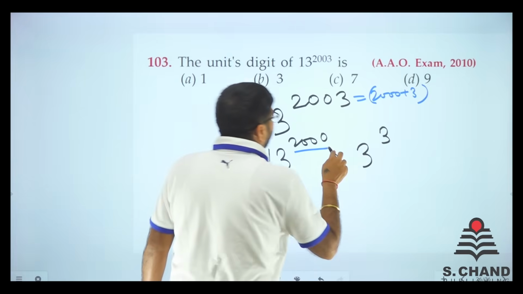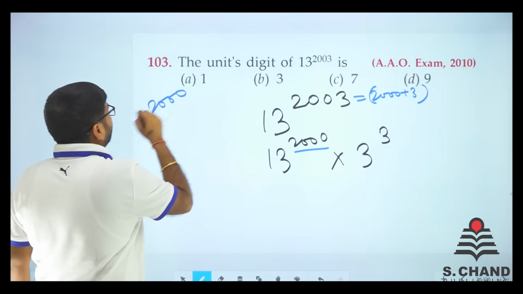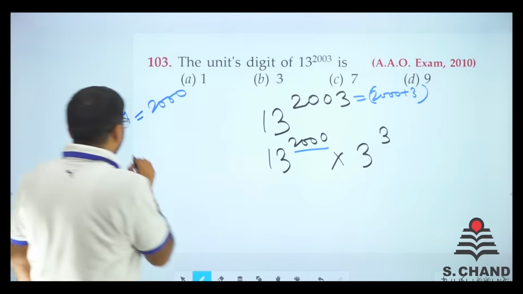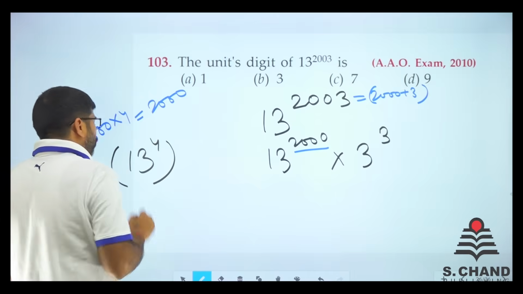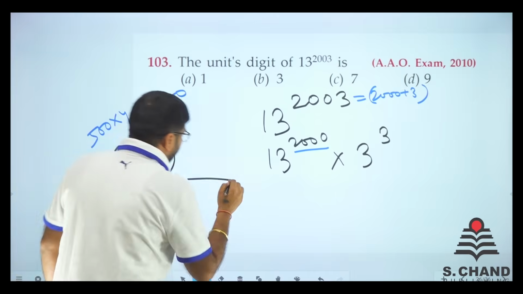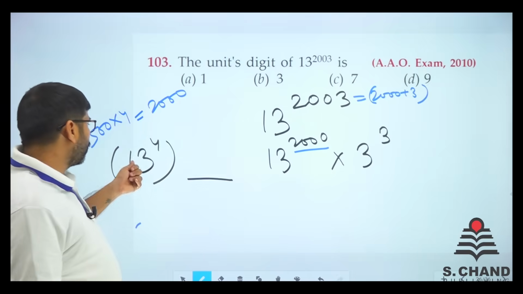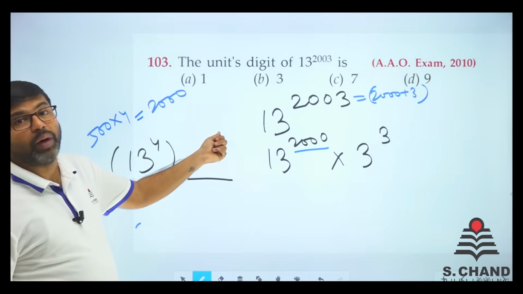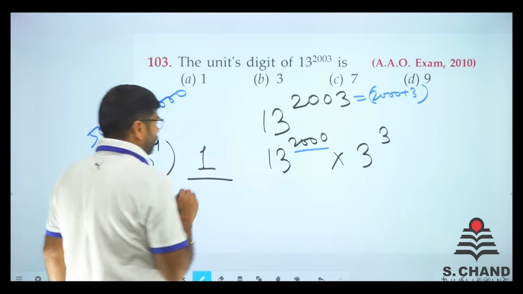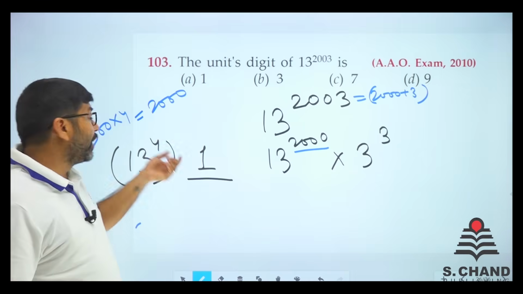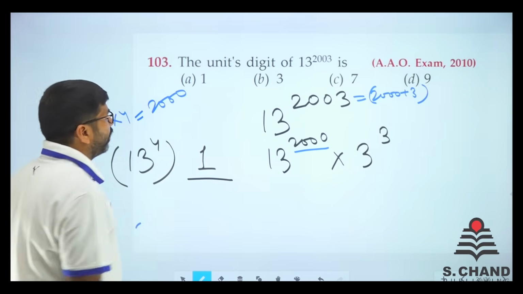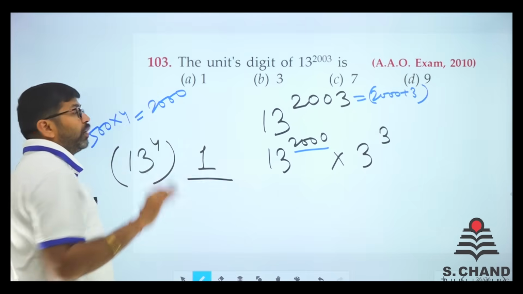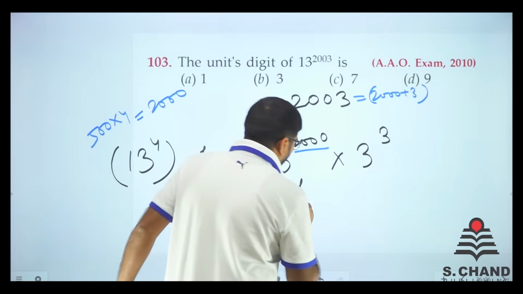So now calculate this 2000. 2000 can be written as 500 into 4, right? Now 13 raised to power 4: take the unit digit. So 3 into 3, 9. 9 into 3, 27. 7 into 3, 21, so it comes 1. The unit digit of 13 raised to power 4 is 1. So whatever comes as 1 and is raised to power 500 will only be 1. So this will always be 1.